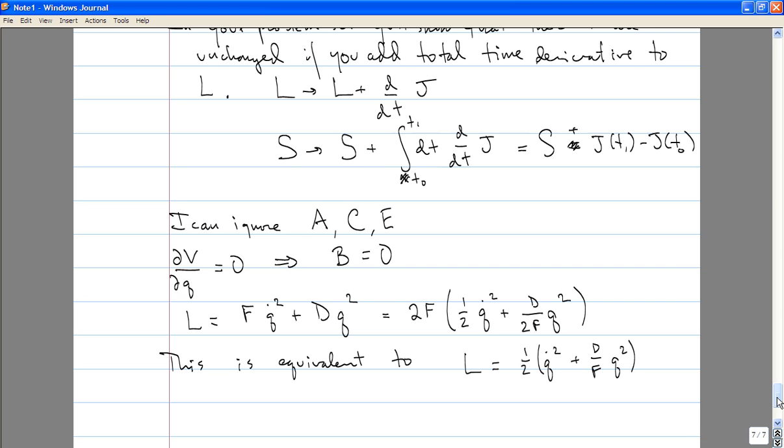So let us define the frequency of the perturbation. That'll be a number I'll call omega. The omega squared is equal to minus d over f. So if d over f is negative, then omega will be a real number. And if d over f is positive, then omega will be an imaginary number.